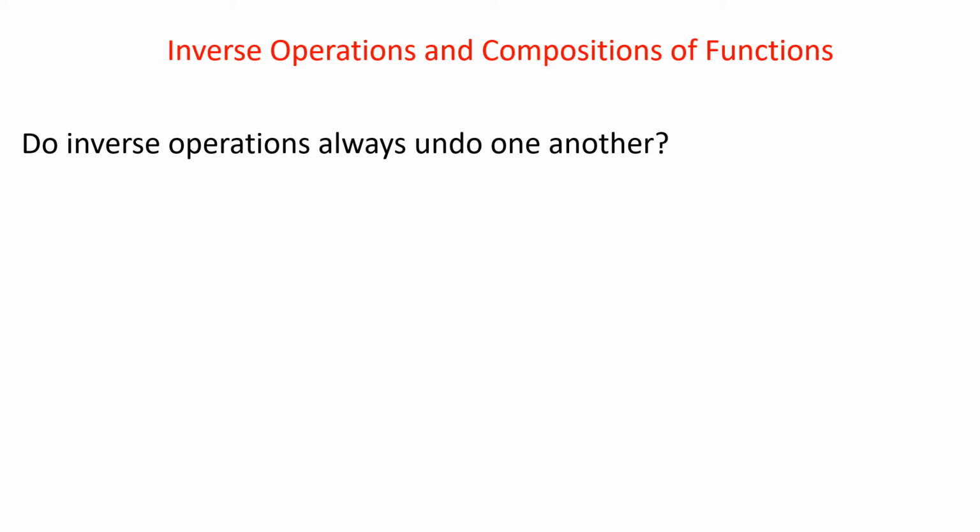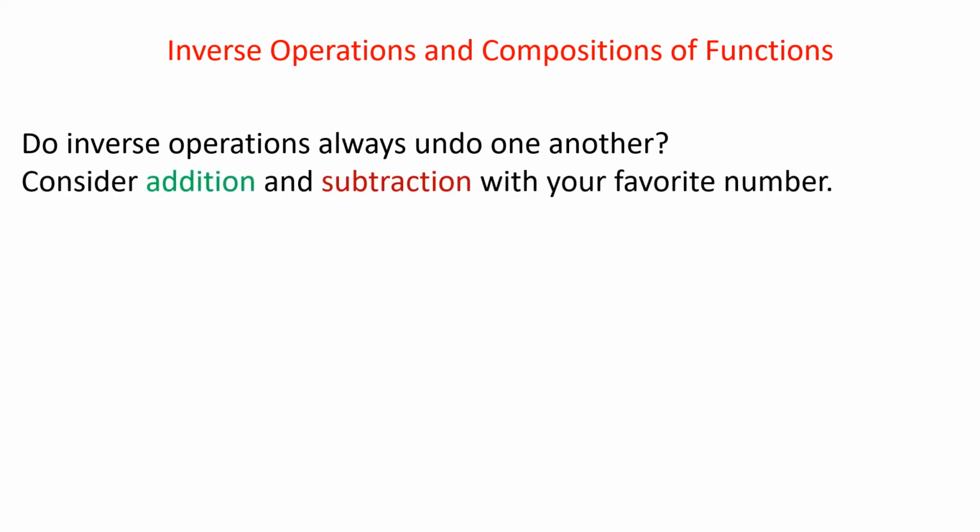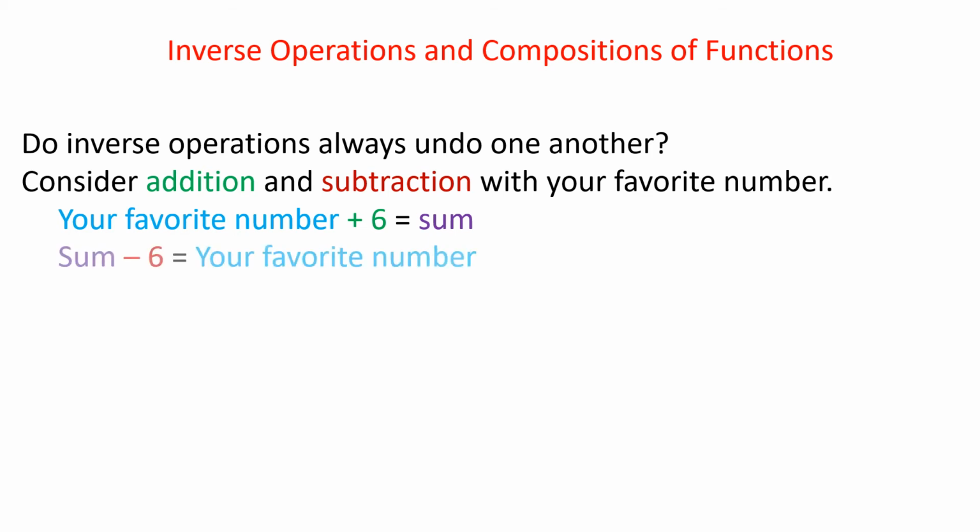So the car dealership example dealt with compositions of functions, but they weren't necessarily inverse operations. Do inverse operations always undo each other? I'd ask you to think about addition and subtraction. Those are inverse operations. Think about your favorite number and add 6 to it. What's the value? Now take that value and subtract 6. Do you come back to your favorite number?